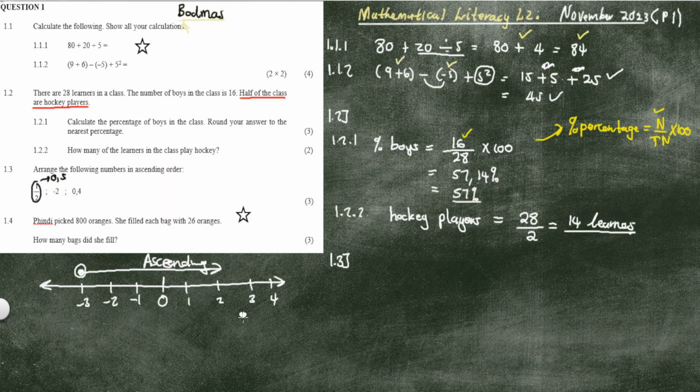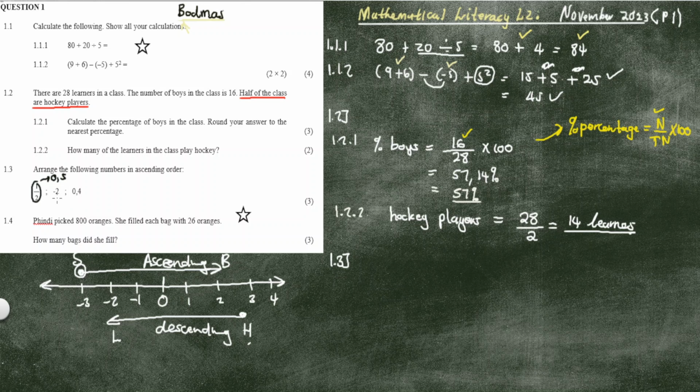Then from right to left, descending. You are arranging them from high to low, or big to small. And then ascending, you are arranging from small to big, or low to high. So that's ascending, right? Ascending.